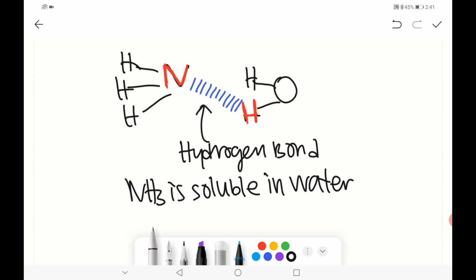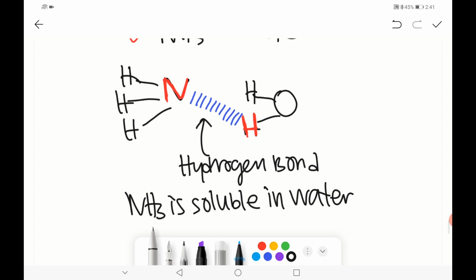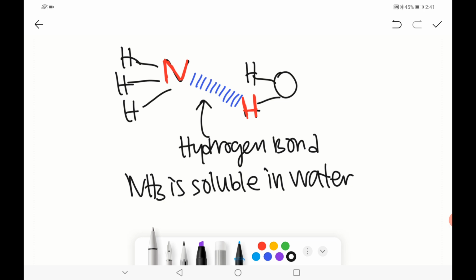Ionic compounds have very strong electrostatic force. So the electrostatic force is stronger than the hydrogen bond. That's why the melting and boiling points for ionic compounds are still higher than those of substances that have hydrogen bonds. Okay, so let me show you some questions for you to try.